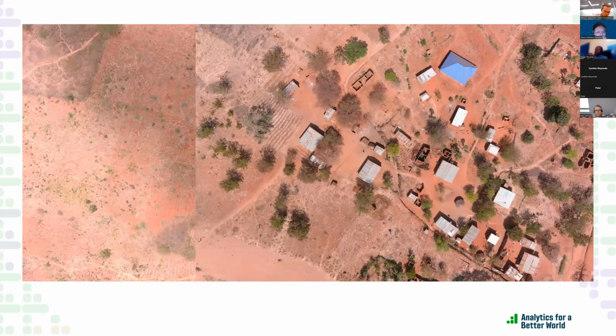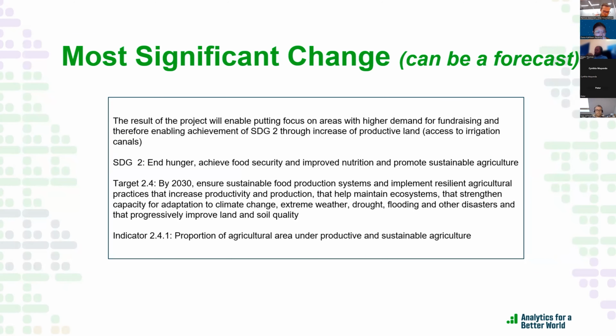The most significant change that I would see is that we will be able to rehabilitate a huge amount of land, and by rehabilitation of land, we will increase the productive land. Therefore, we'll be achieving SDG 2, that is ending hunger.